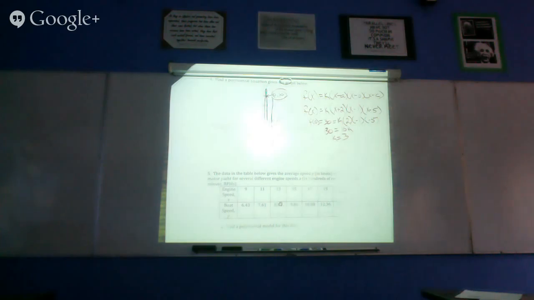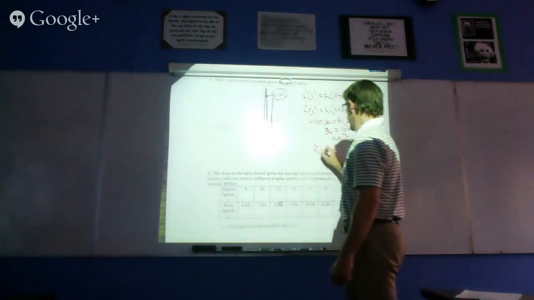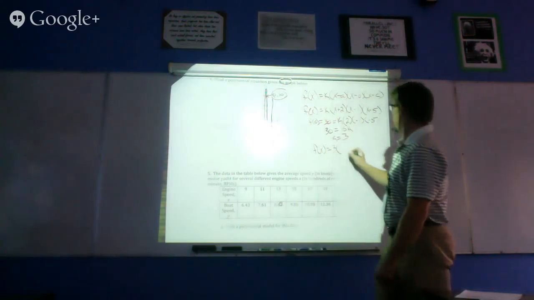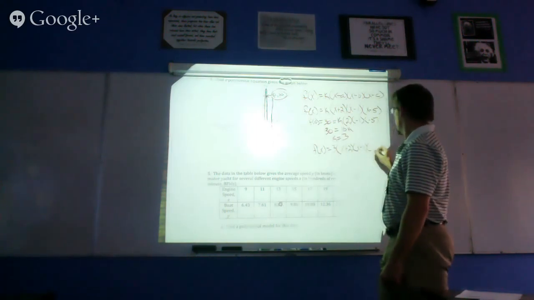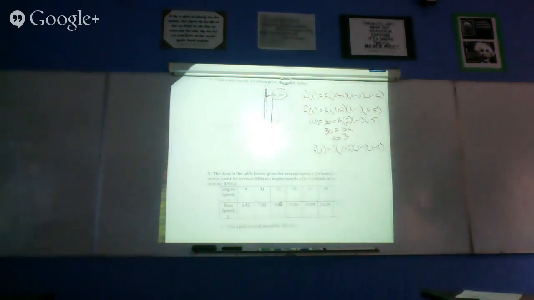So what is my polynomial? Now I just go back up. F of x is equal to 3 times x plus 2 times x minus 1 times x minus 5. Now, there's a really long way to do this.